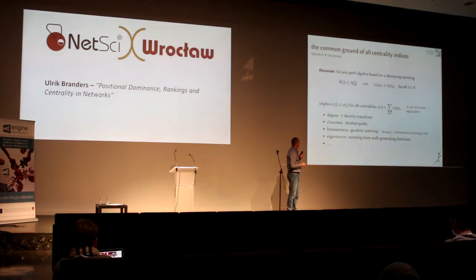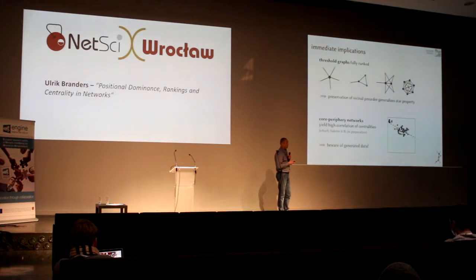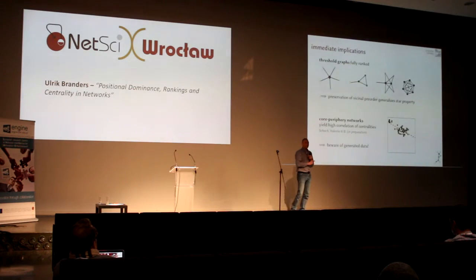So we have a property that is shared by all centrality indices that are out there today, at least all of those that we have looked at, and you can believe me that we looked at quite a few of them. And that has immediate consequences. So we can learn something about centrality in general just by applying this one single property. For example, we could be interested in graphs in which every pair of vertices is comparable, and in which, for every pair of vertices, we can say that one dominates the other.